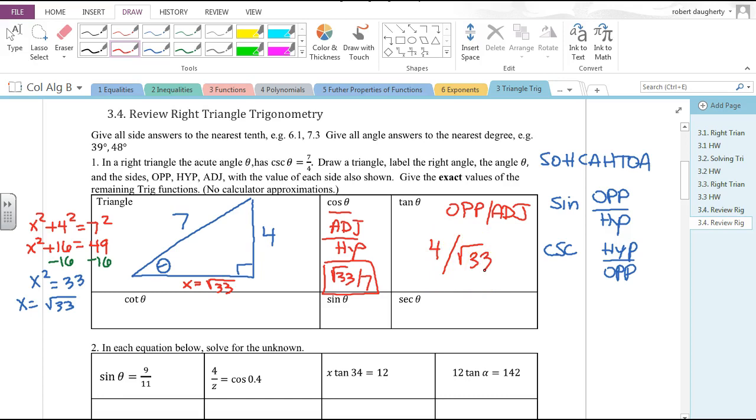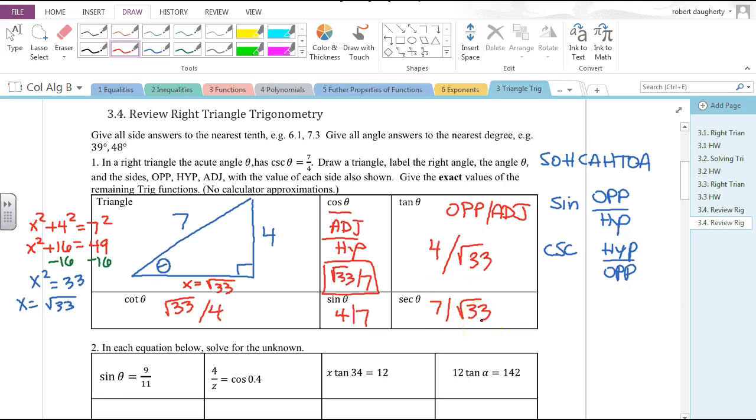No decimals, no approximations. I can do all of this without a calculator. The cotangent, that's the reciprocal of the tangent. So if the tangent's 4 over root 33, the cotangent is root 33 over 4. The sine is going to be 4/7, the reciprocal of the cosecant, which we knew to be 7/4. The secant is the reciprocal of the cosine.